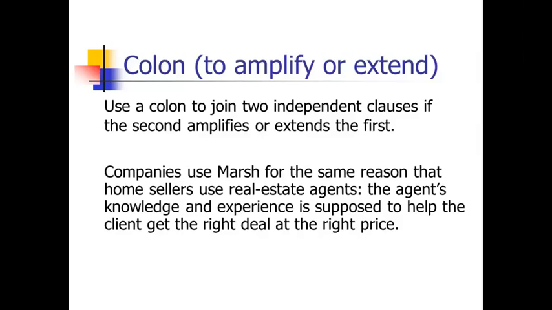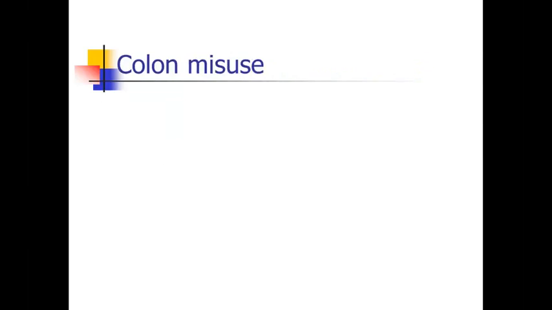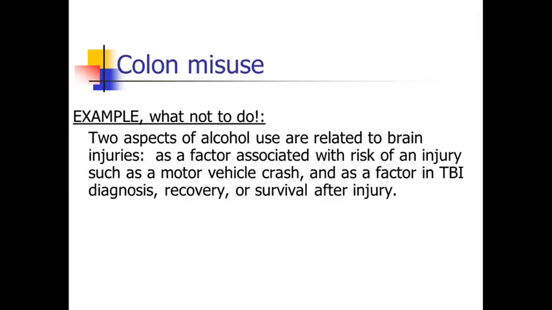I want to point out a few misuses of the colon, because sometimes people get a little confused on how to use it. So here's a couple of things that you don't want to do when using the colon. Here's an example of what not to do. This one says, "Two aspects of alcohol use are related to brain injuries: as a factor associated with risk of an injury, such as motor vehicle crash, and as a factor in traumatic brain injury diagnosis, recovery, or survival after injury." Notice they've got the subject and the verb, so that's correct, and they use the colon.